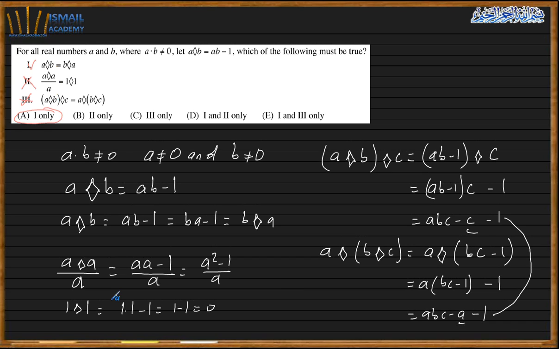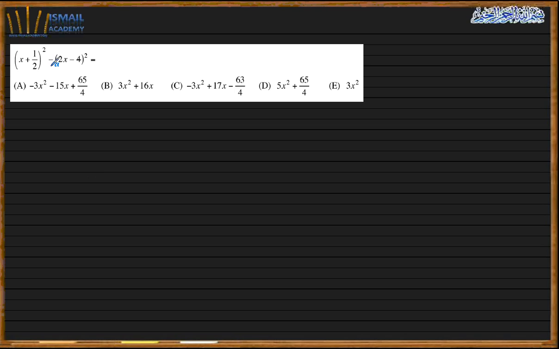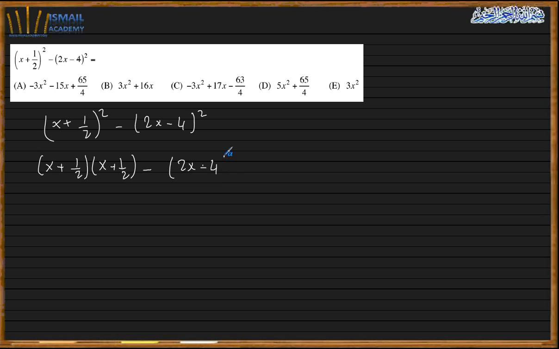Now you need to evaluate or simplify. So (x plus a half) squared minus (2x minus 4) squared. So we know that this is the same thing as x plus a half times x plus a half, minus 2x minus 4 times 2x minus 4.